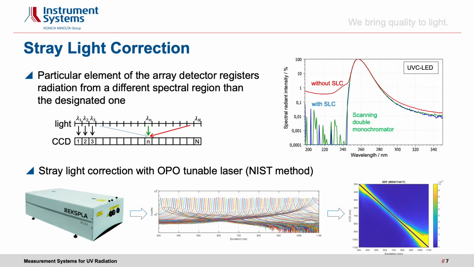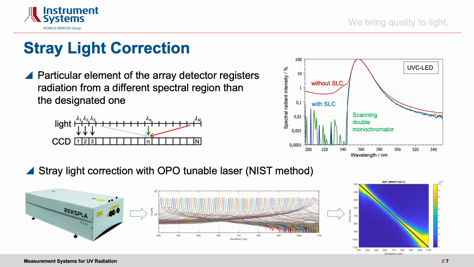So when we speak about the stray light, we mean that a particular element of the array detector registers radiation from a different spectral region than the designated one. For example, the pixel n in the CCD will gain the most signal, of course, from the certain wavelength lambda n, but also register the signal from other wavelengths, which is the stray light.